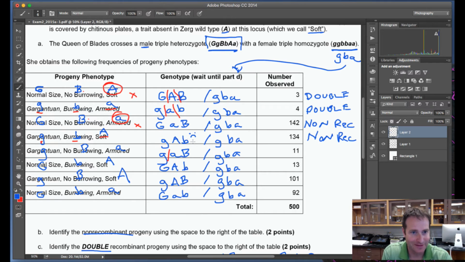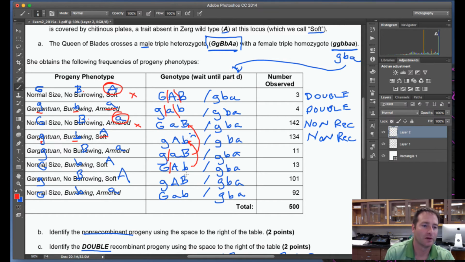Alright, so now we've got this one, big G, big A, little b. Okay? And there we've got big A, little b, and again the G is out of phase, and so the recombination took place there. Okay? So this one is similar to this one, and this one is similar to this one.